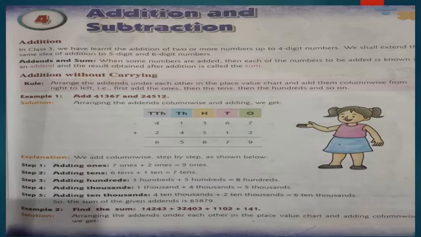Then step 2 is adding tens: 6 tens plus 1 ten is equal to 7 tens. Now come to hundreds place, adding hundreds: 3 hundreds plus 5 hundreds is equal to 8 hundreds. Then step 4 is adding thousands: 1 thousand plus 4 thousands is equal to 5 thousands. Then step 5, adding ten thousands: 4 ten thousands plus 2 ten thousands is equal to 6 ten thousands. So the sum of the given numbers is 65,879.